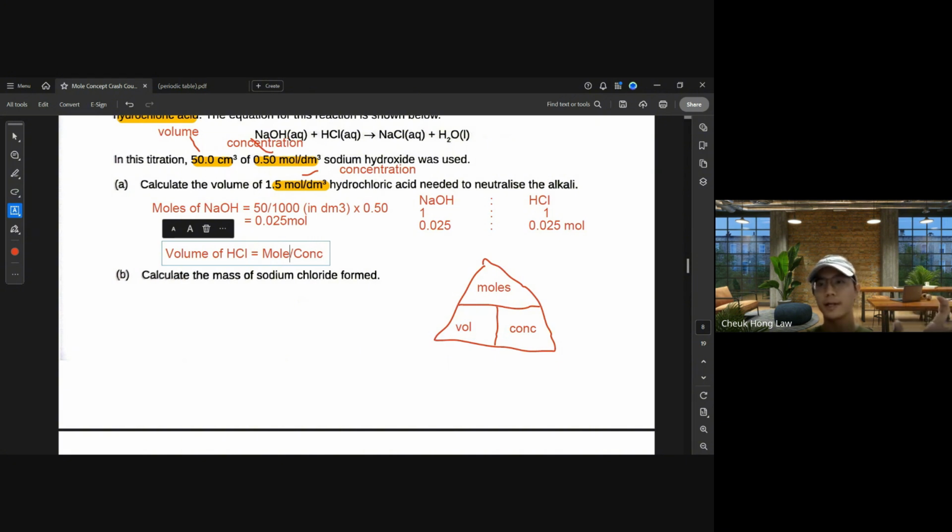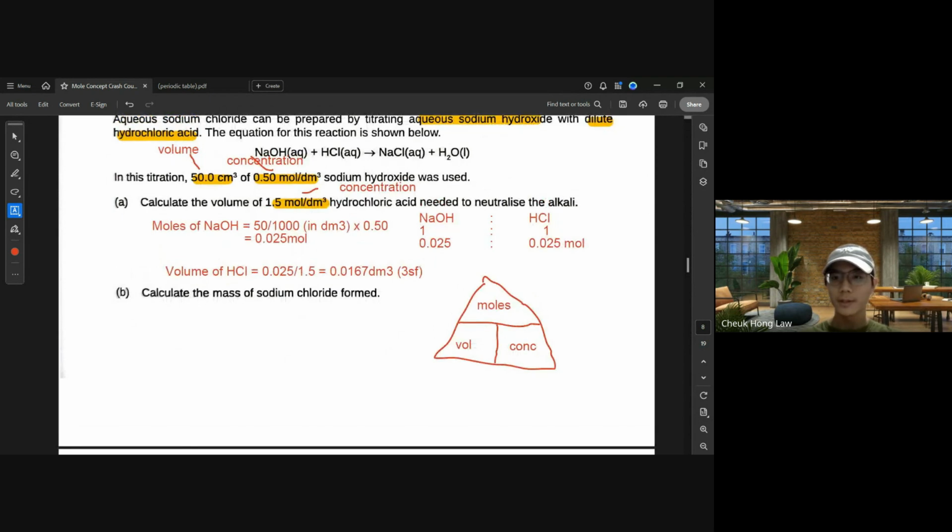What is the mole of hydrochloric acid? We found it just now, 0.025. And what is the concentration? They gave it to us actually, 1.5. They gave it over here at the question A. So volume will be 0.025 divided by 1.5 to give me 0.0167 dm cube, which is 16.7 cm cube. So I put my answers to 3SF always. All right, I'll let you guys copy this down.